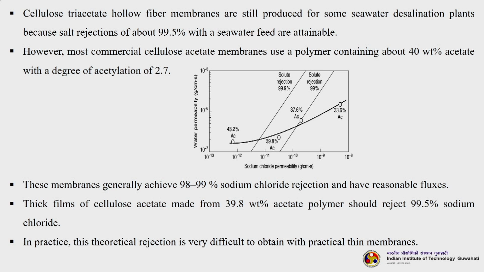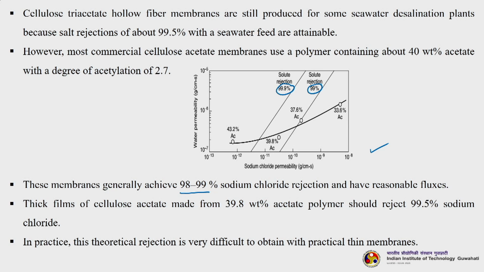CTA hollow fiber membranes are still produced for some seawater desalination plants because salt rejections of about 99.5% with a seawater feed are attainable. However, most commercial cellulose acetate membranes use a polymer containing about 40 weight percent acetate with a degree of acetylation of almost 2.7. You can see in this figure a plot of water permeability versus sodium chloride permeability. These membranes generally achieve 98 to 99% sodium chloride rejection. You can see the solute rejection here, 99%, and here 99.9%.